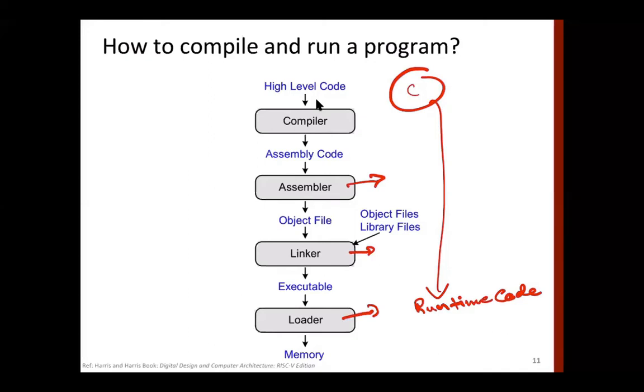The role of the compiler is to compile the C program and create assembly. Assembly language, like for RISC-V, we have seen the instructions like addi, subtract, and all that, right? And from that we create object code, basically machine instructions, machine language instructions.